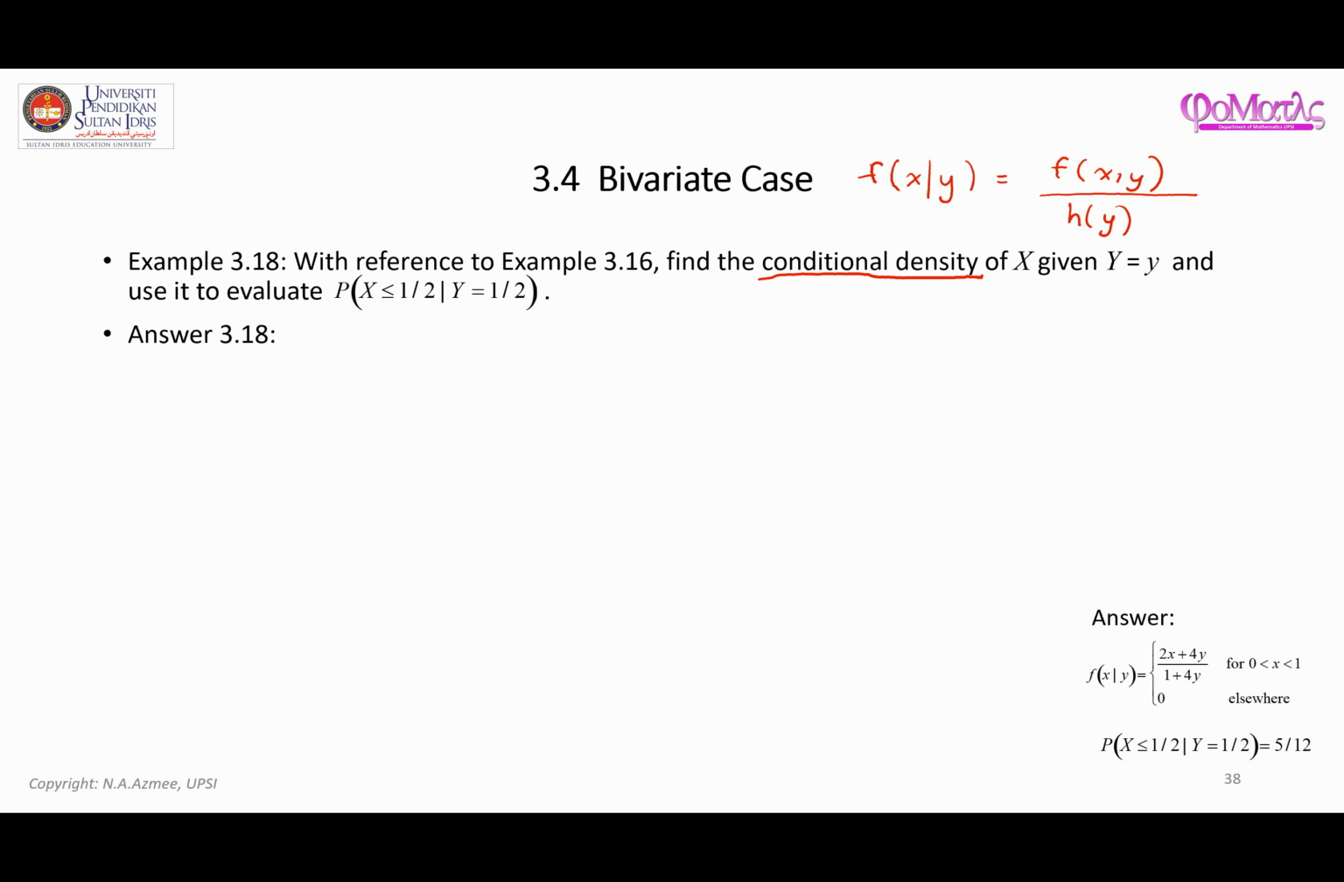Now in this example, we are going to find the conditional density of x given y is equal to small y, and we're going to use it to evaluate this probability given here. There are two questions in this example, and we're going to start off with finding this part first.